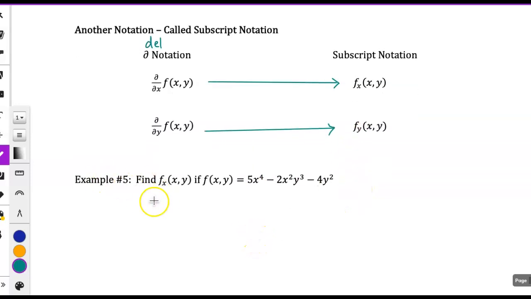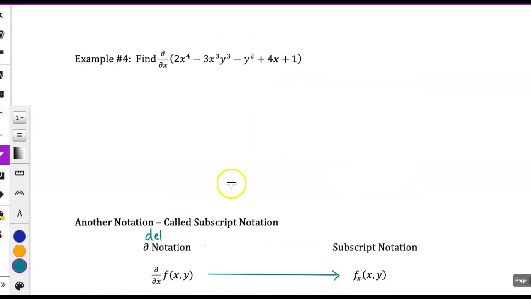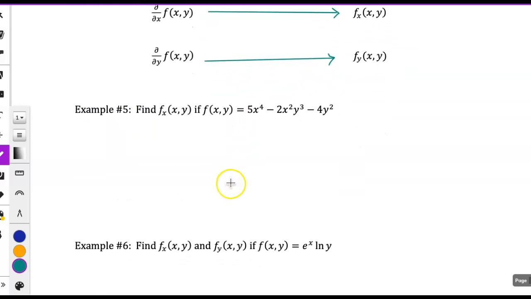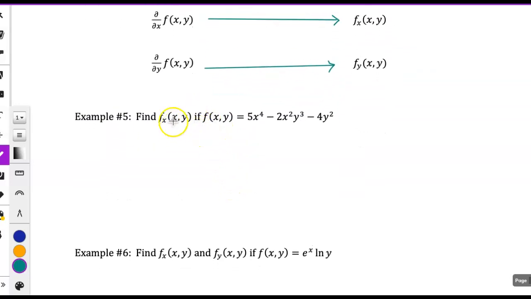So what this says right here is take the partial derivative with respect to x if this is the function. Okay, so you need to go back and do example 4, and I'm going to do example 5 with you right here. Now you got to be careful right there because you have a product rule with subtraction. So f sub x, so we don't have to write this d anymore.